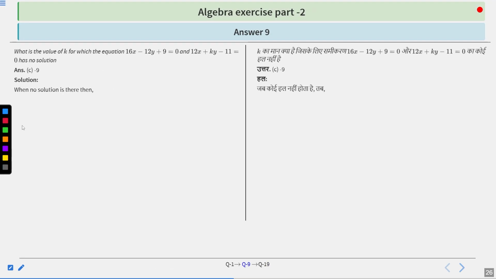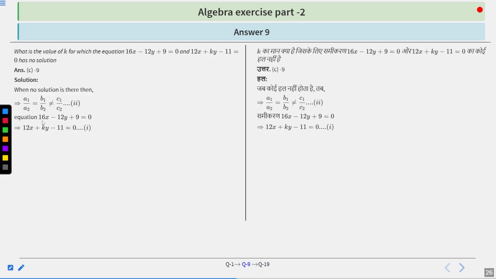When no solution is there, then the condition is a1 upon a2 equal to b1 upon b2, but b1 upon b2 is not equal to c1 upon c2. This is the condition for no solution. Equation was 16x minus 12y plus 9 equal to 0. And we have another equation, that is 12x plus ky minus 11 equal to 0. This condition was our equation 2. And these two equations are considered as equation number 1.